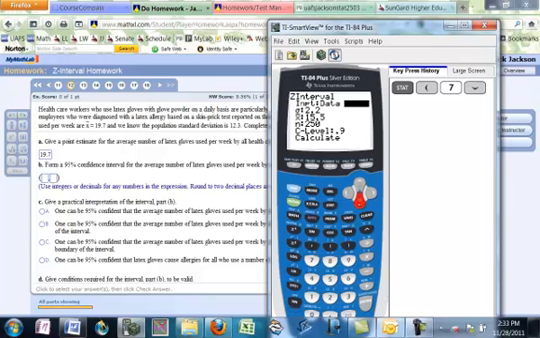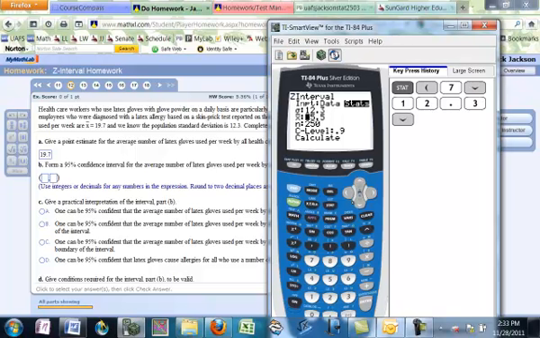Now, we're doing this from the statistics. This time the sigma is 12.3. Be careful whether they give you sigma or sigma squared. In this case, the population standard deviation is 12.3. That's sigma. That's what this asks you to input.